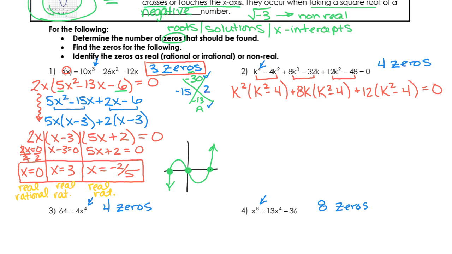All right, so all the groups are the same. K squared minus 4 happened 3 times, so we're going to now pull out k squared minus 4 as our first factor. And all the guys on the outside get squished together and become my next factor.